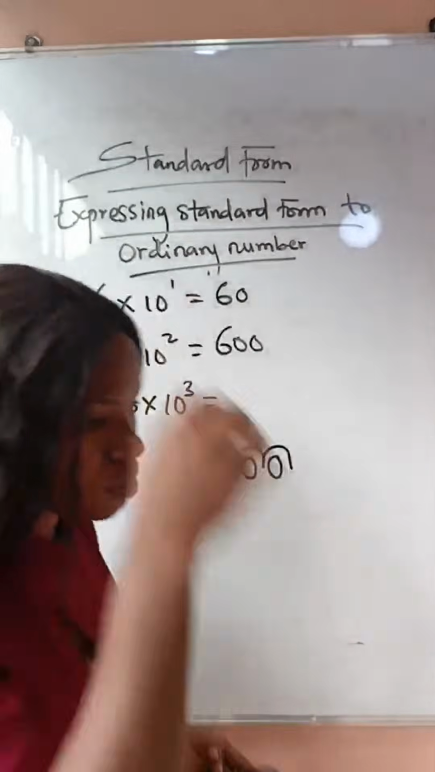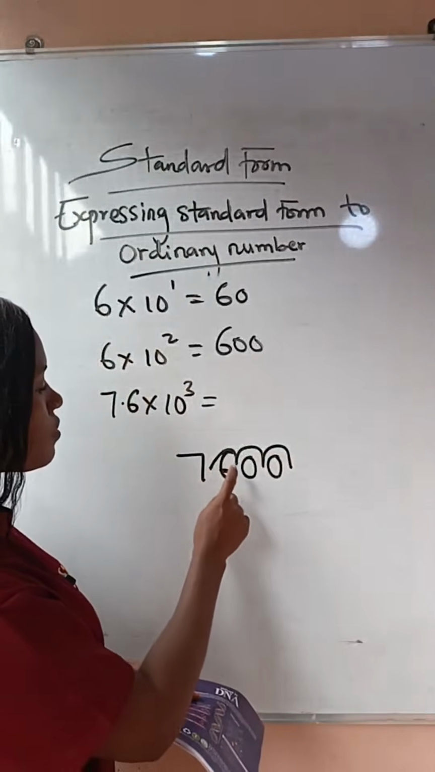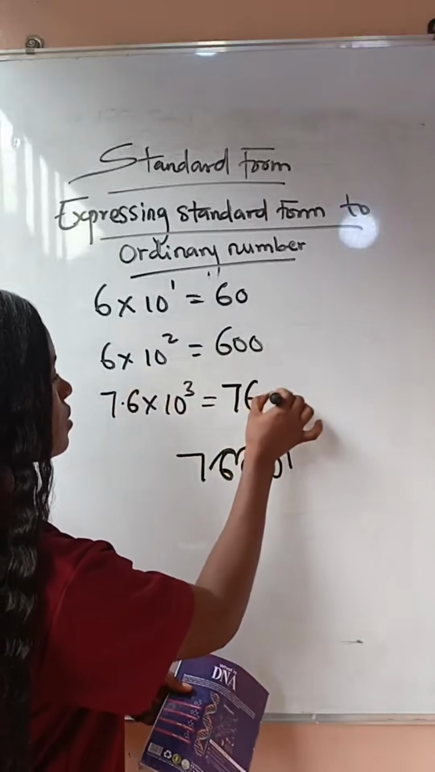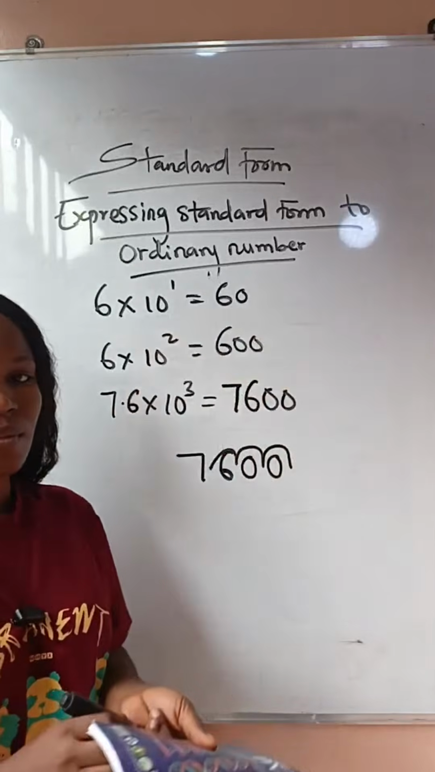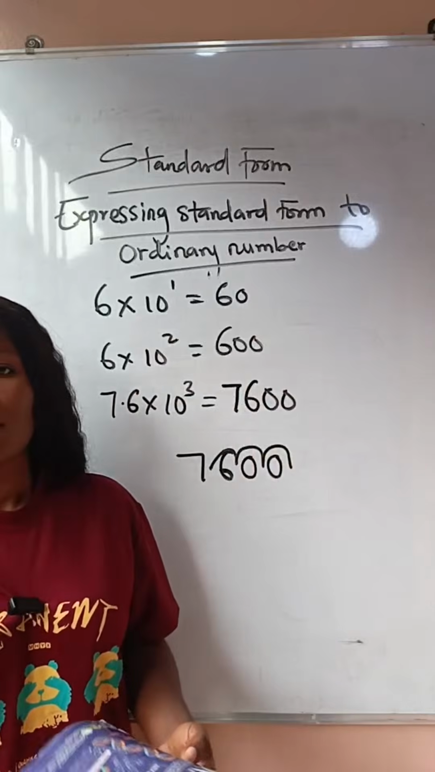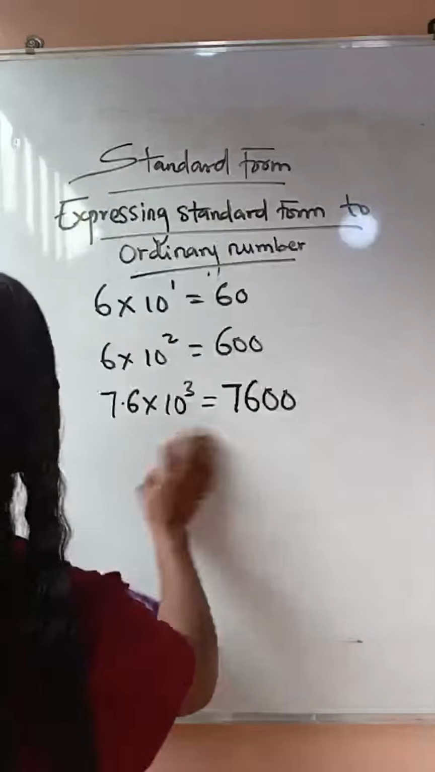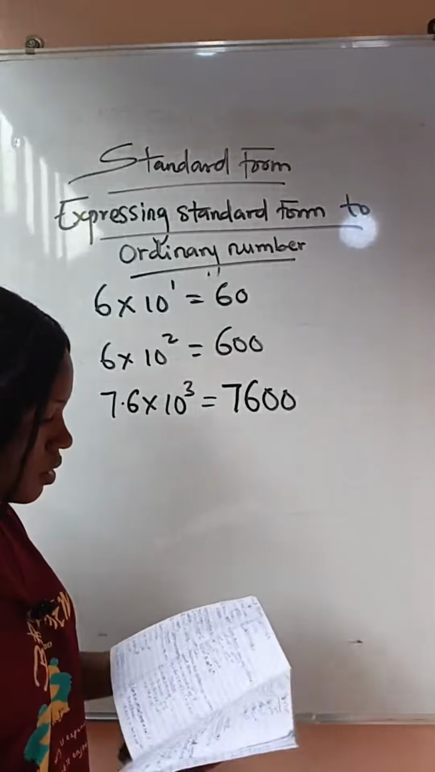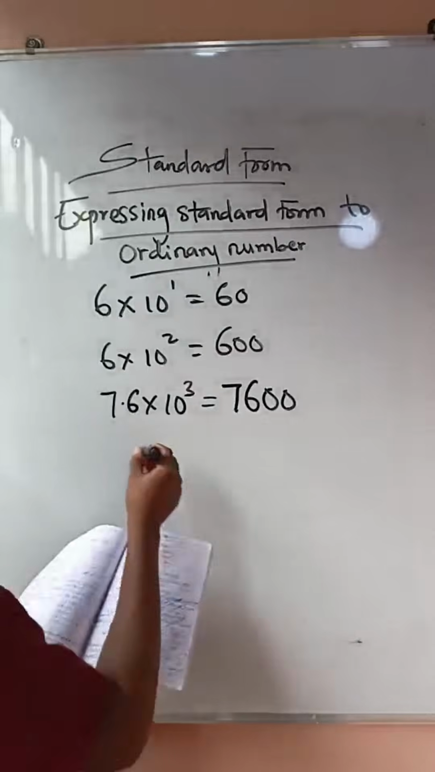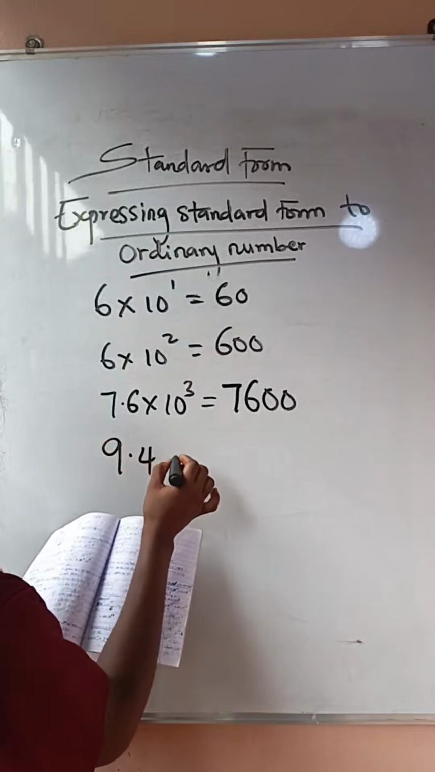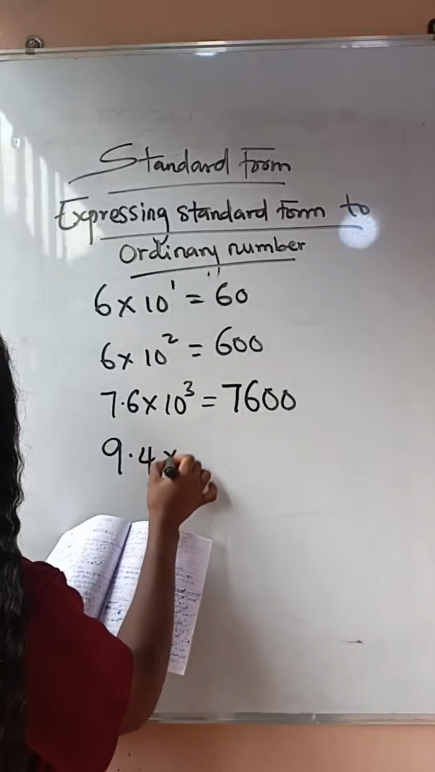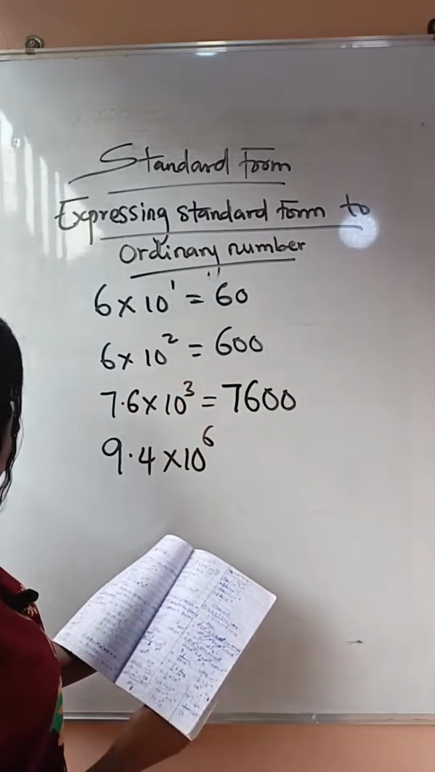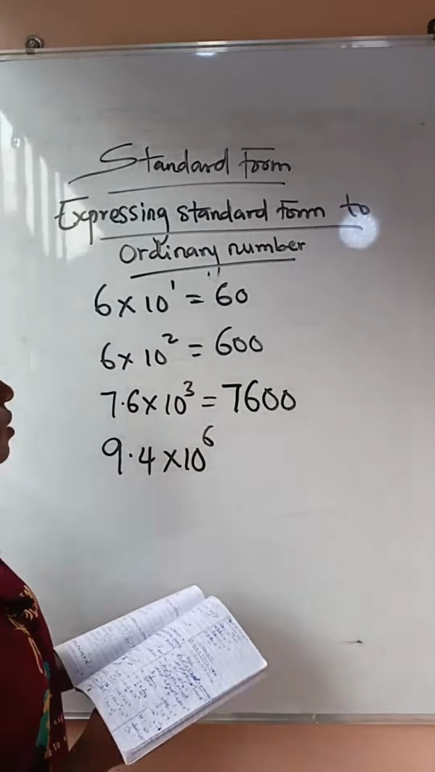Okay, so let's continue. Now we have 7600, and that will be our answer. Now, let's do another positive number before we go to decimal so that you see the difference. Now, what if you have 9.4 times 10 to the power of 6? 9.4 times 10 to the power of 6.